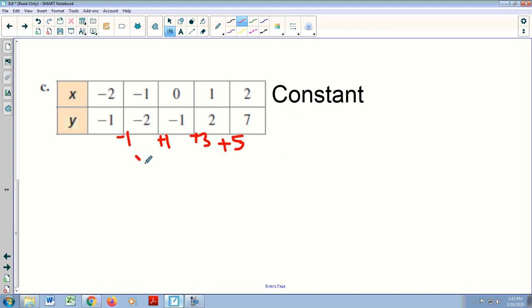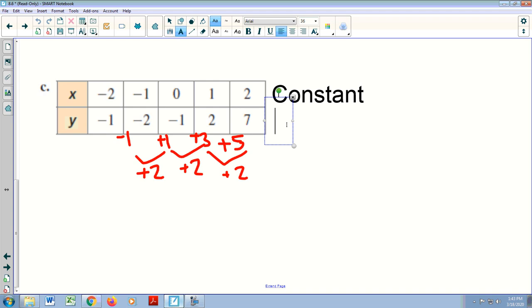Check that second difference. -1 to 1 is +2. 1 to 3 is +2. 3 to 5, +2. So that tells me, because that second difference is the same, this is a quadratic function.